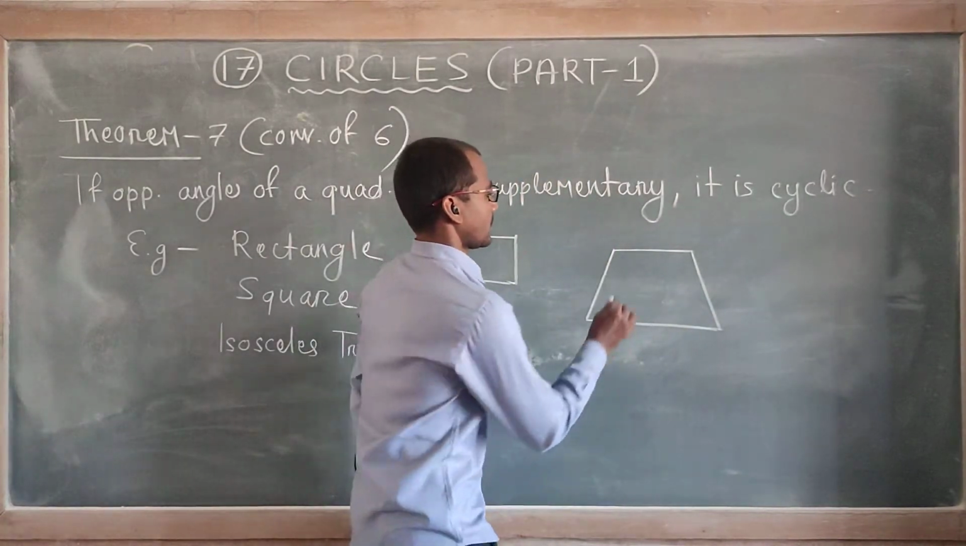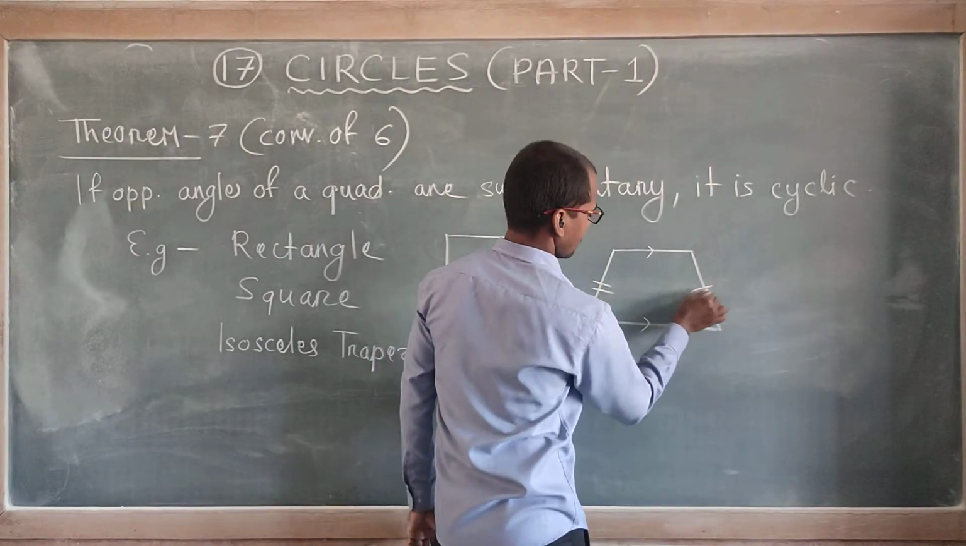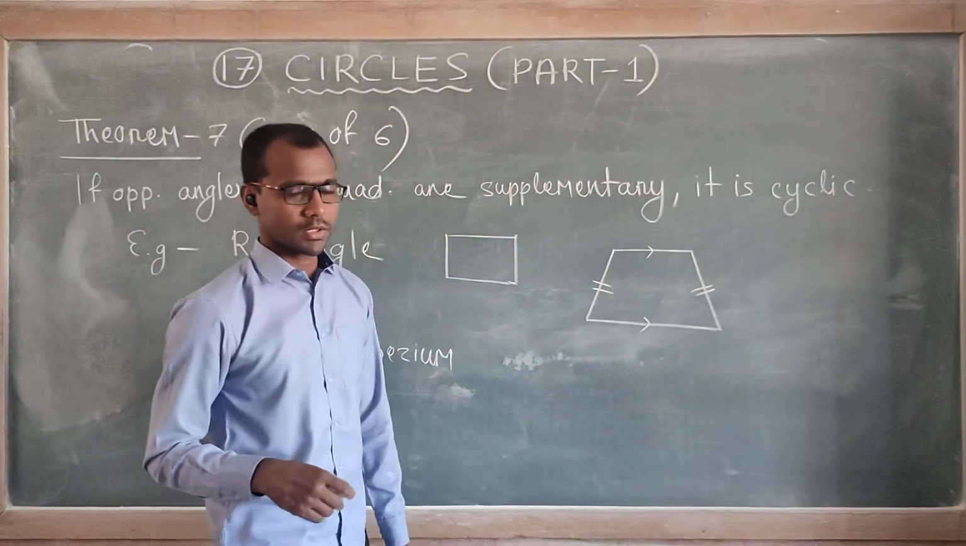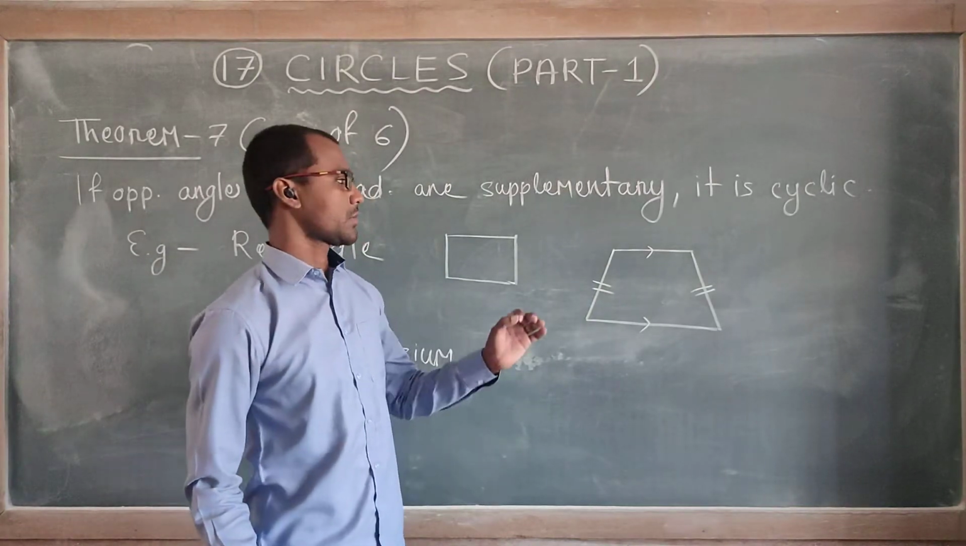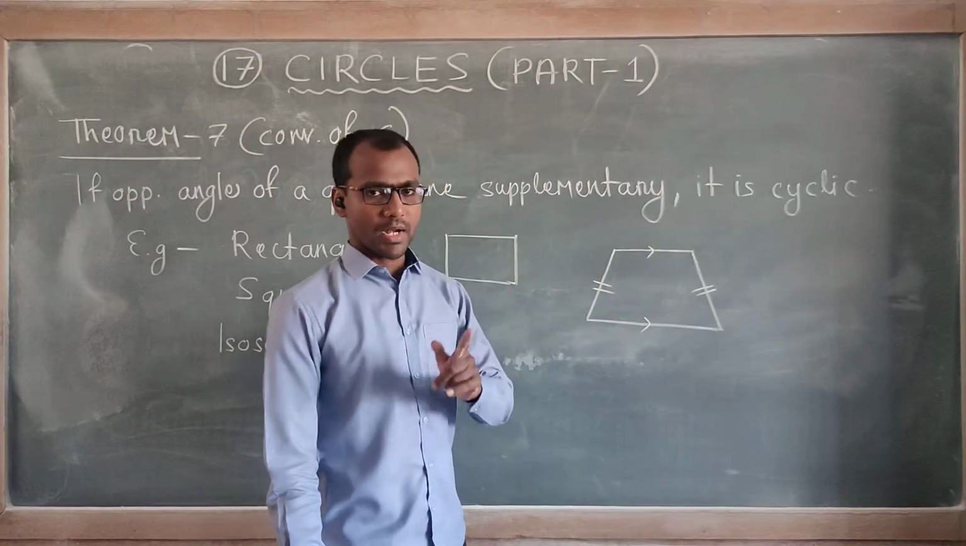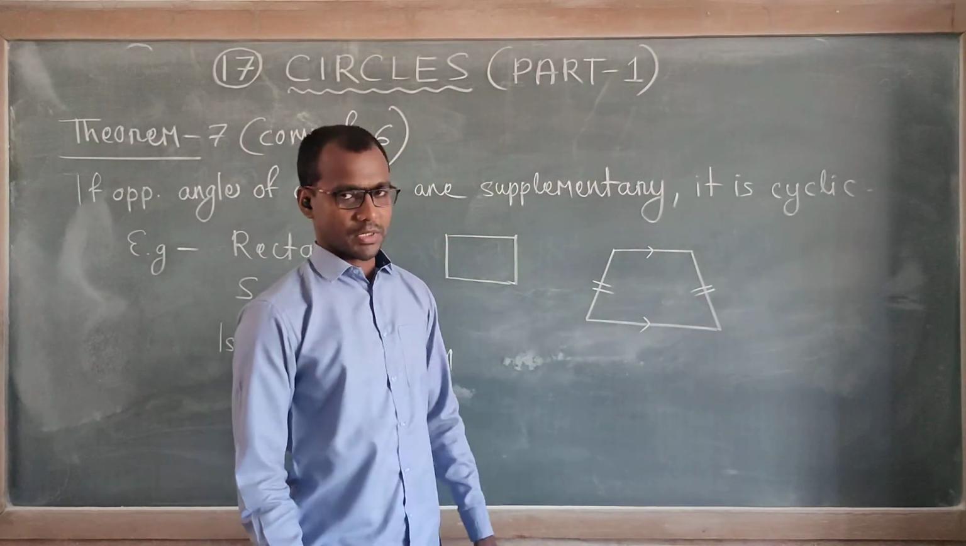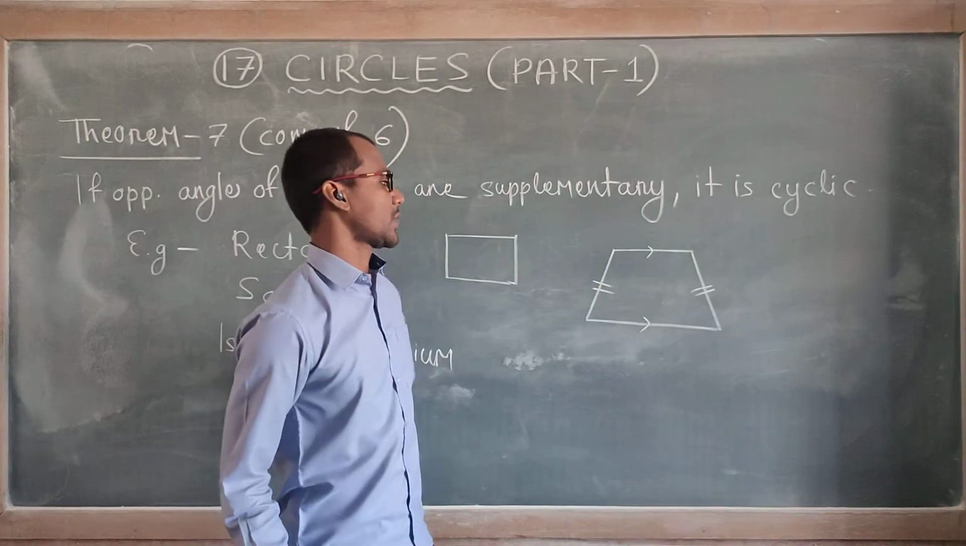Okay, this is parallel to this, and this is equal to this. This is called an isosceles trapezium. An isosceles trapezium is a quadrilateral in which one pair of opposite sides are parallel and the non-parallel sides are equal. So this is an isosceles trapezium. What happens in an isosceles trapezium?